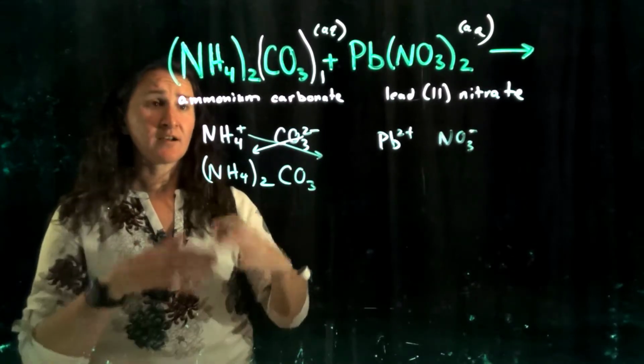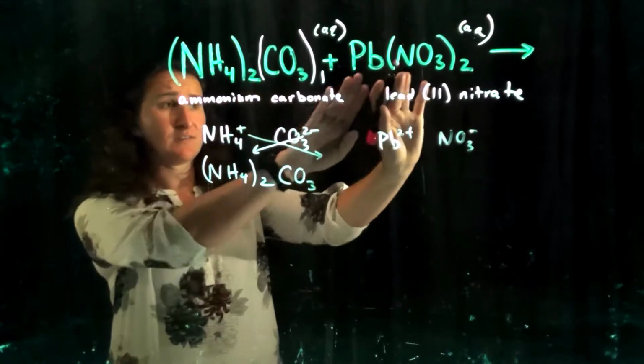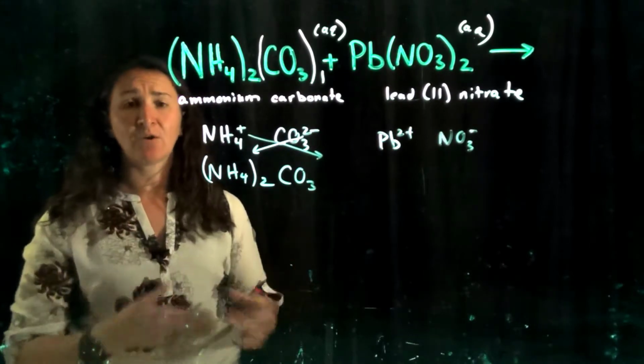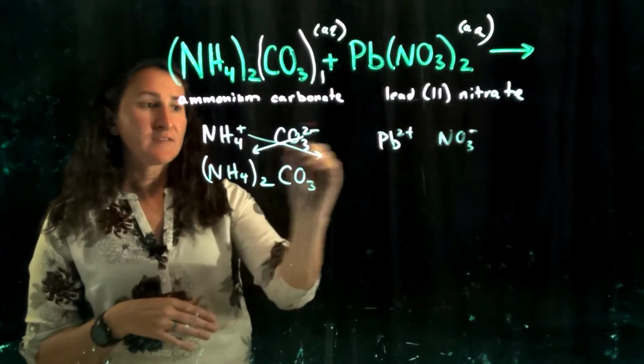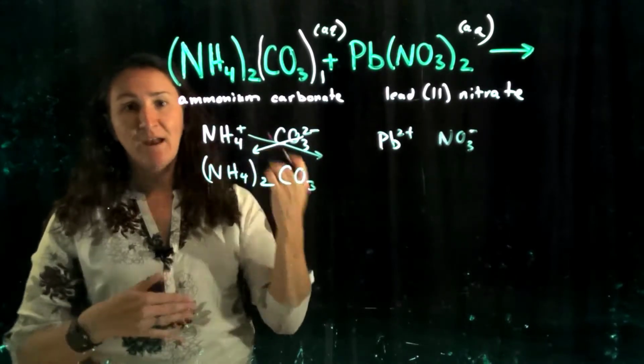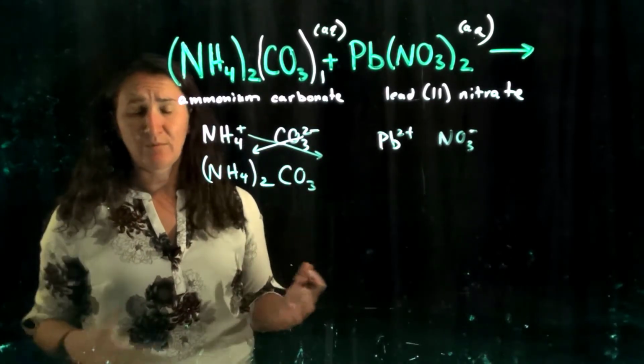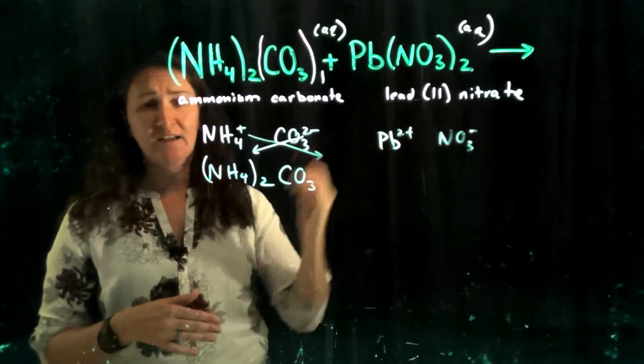So you throw them into water, they're going to force these guys to come apart, these guys to come apart, and now they're free to go and find other species that might be interested in bonding. So if another positive finds another positive, so if my lead finds my ammonium, they're going to repel because they're both positively charged. Same thing for carbonate and nitrate, repel.